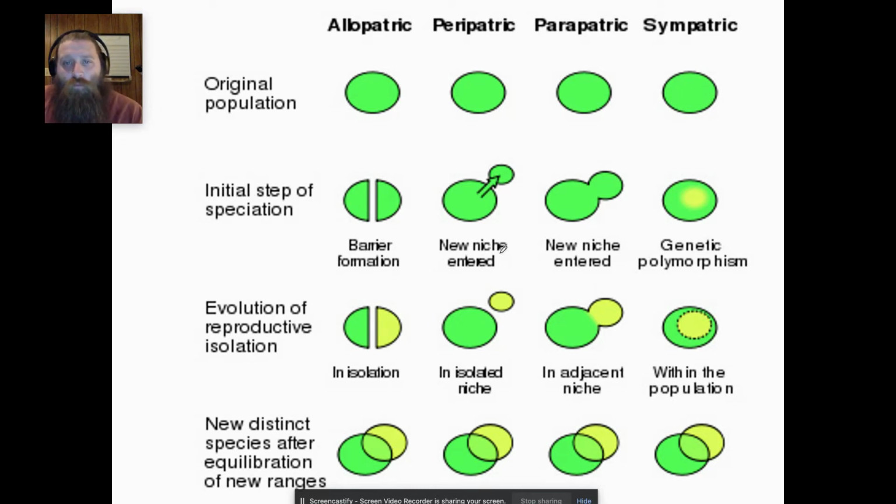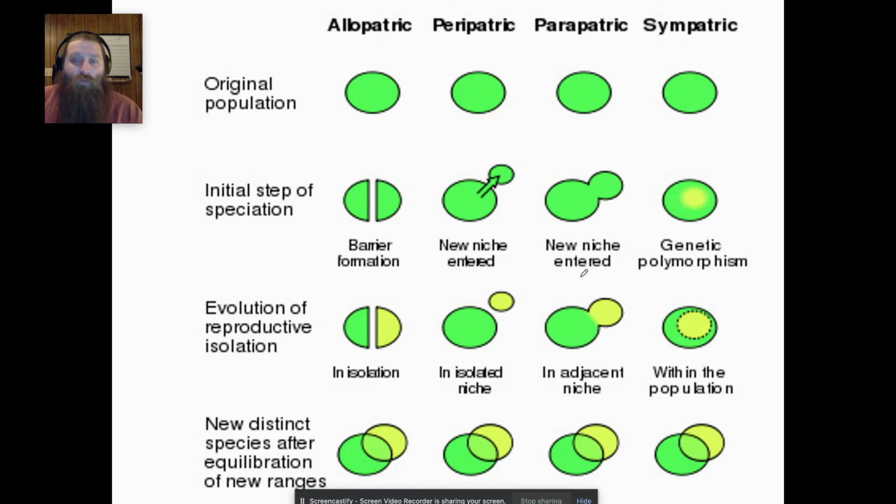In peripatric, we get some kind of new niche. That isolated niche separates the second population from the first. Mutations in the second one are not shared with the first population, and that leads to a different species. Okay.